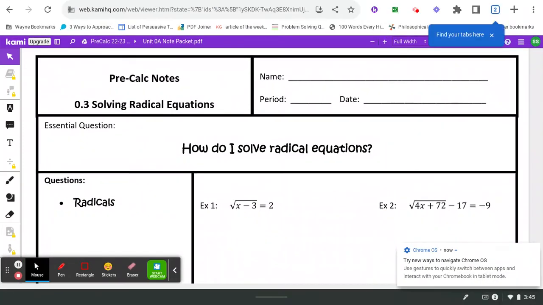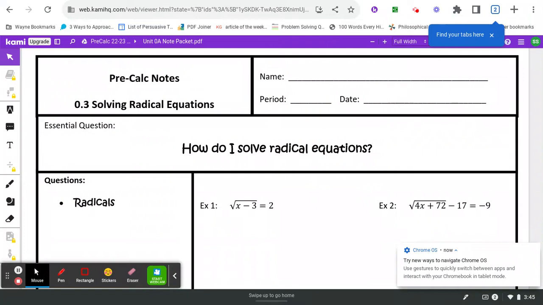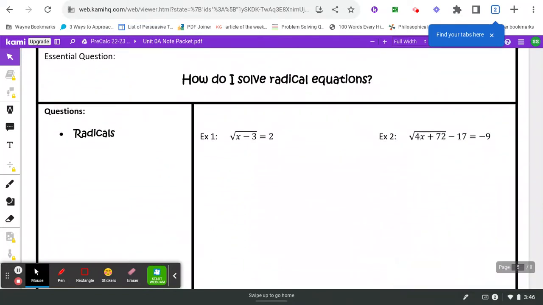These are the 0.3 notes for pre-calculus. Today we're going to be talking about solving radical equations. So for radical equations, the opposite of square rooting something is to square both sides.